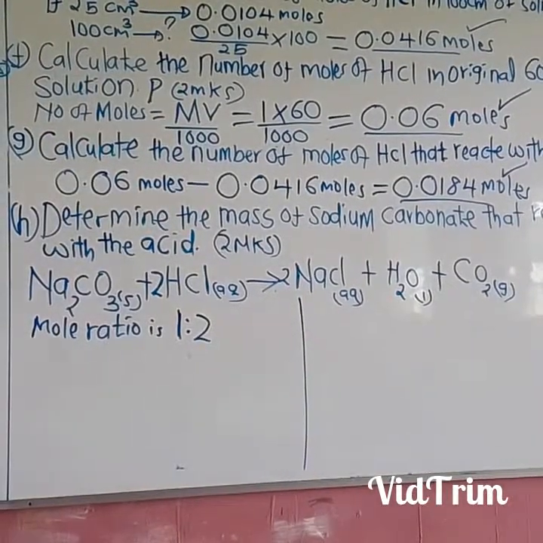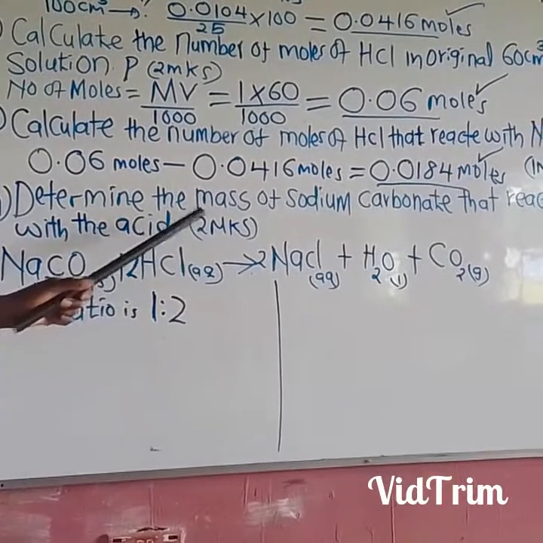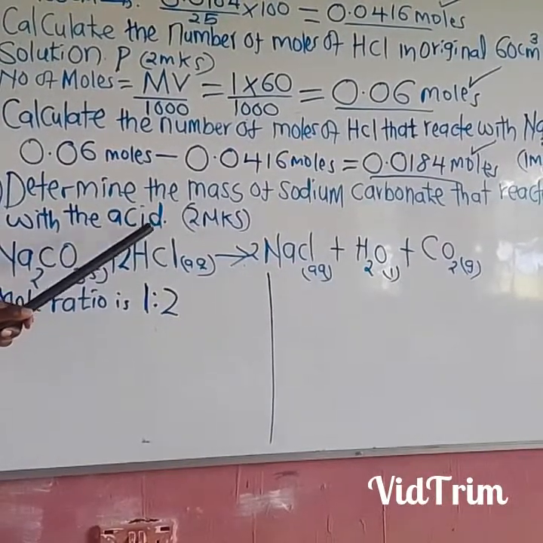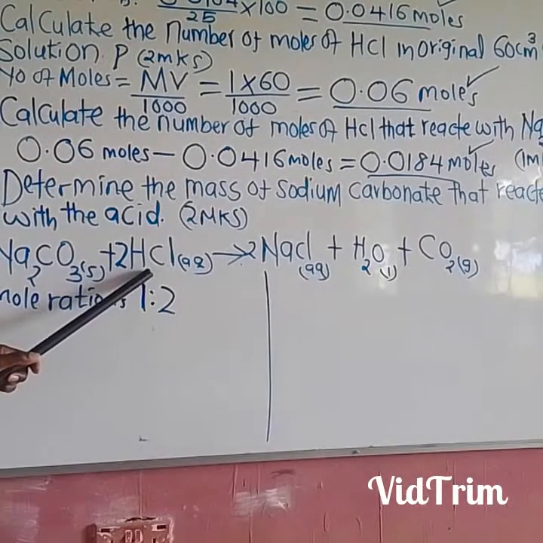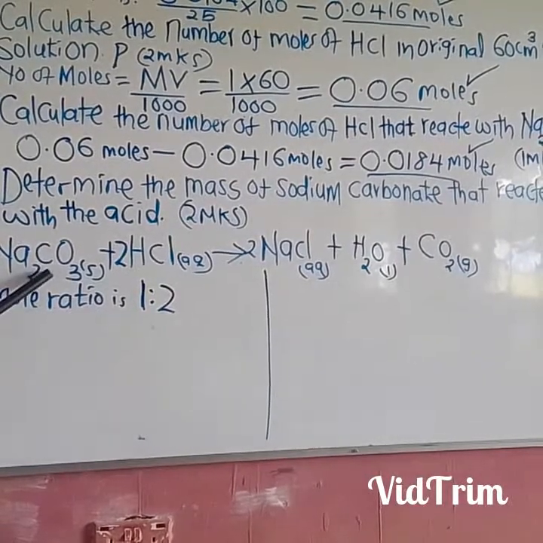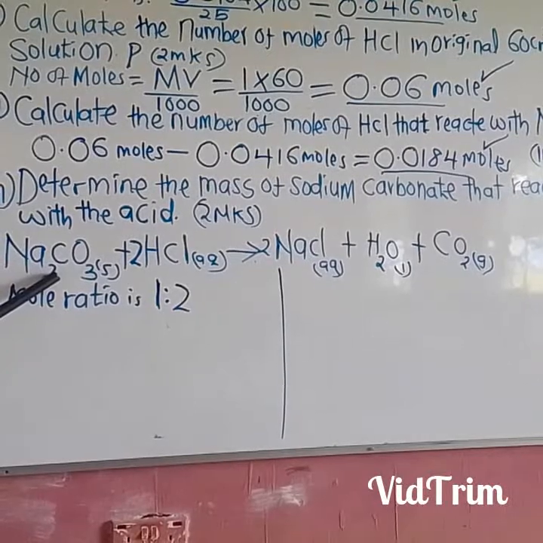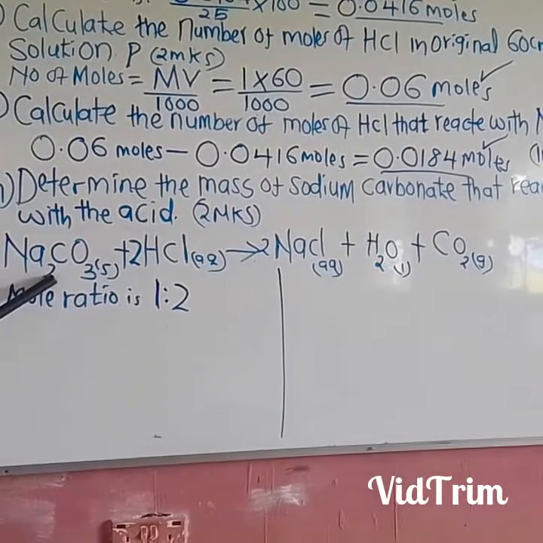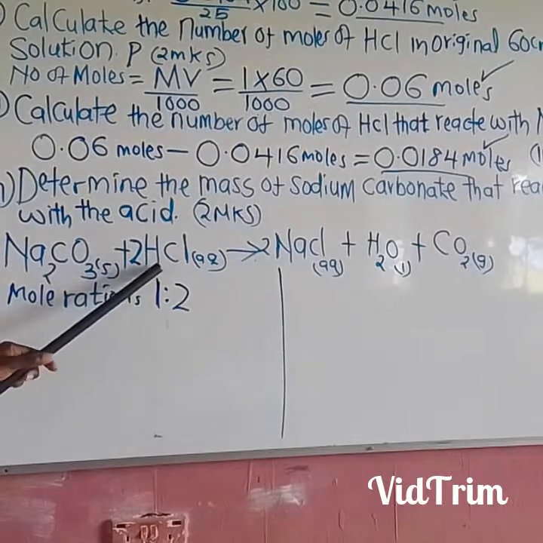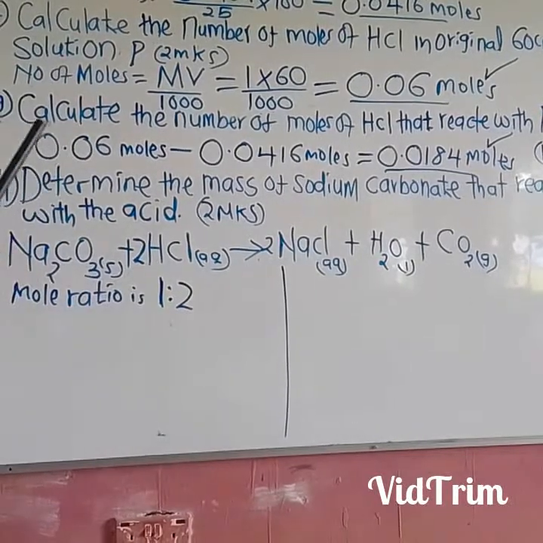Then the question is this: determine the mass. It is all about the mass. Determine the mass of sodium carbonate that reacted with the acid. So we need to know first of all the number of moles of the acid that reacted with the carbonate. Then we use the mole ratio to get the number of moles of the carbonate that reacted with the acid. Then the number of moles of the carbonate and its relative formula mass, RFM, will enable us to calculate the mass of sodium carbonate. Let us go. What is the number of moles of HCl that reacted with the carbonate? We have calculated it in G.